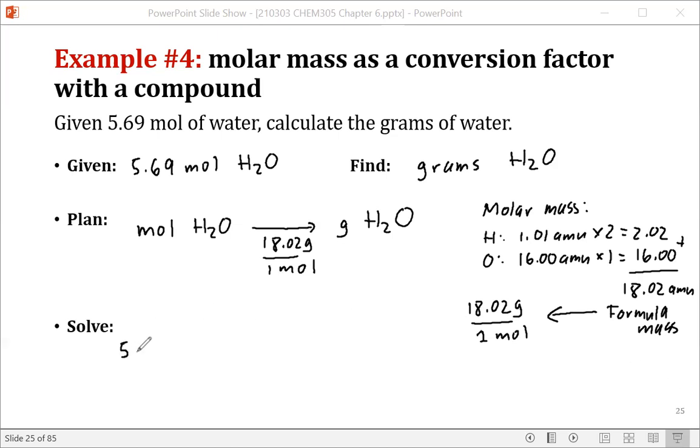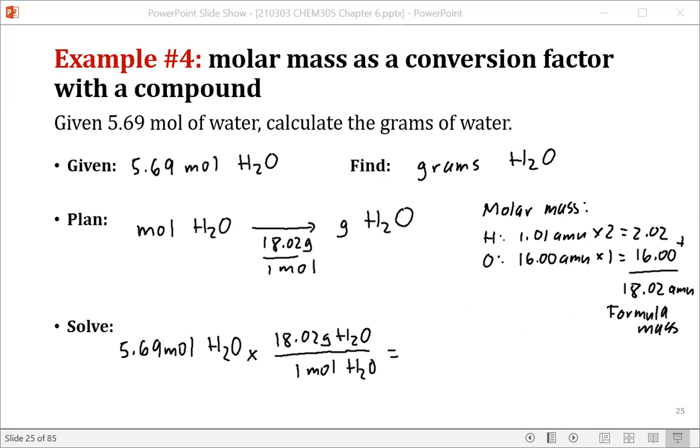So to solve this, let's do 5.69 moles of H2O times our molar mass conversion factor, 18.02 grams of H2O for every 1 mole of H2O. So I'm going to do 5.69 times 18.02 to get 102.5338 grams, but I'm not quite done.